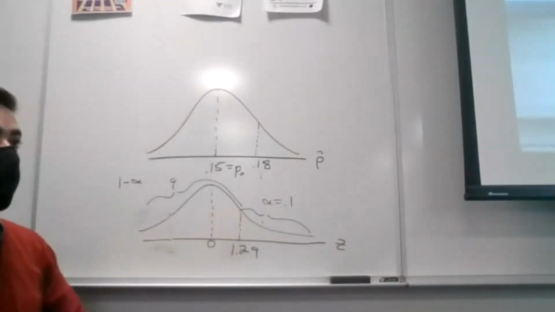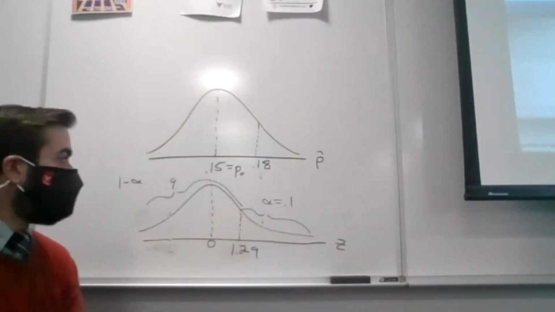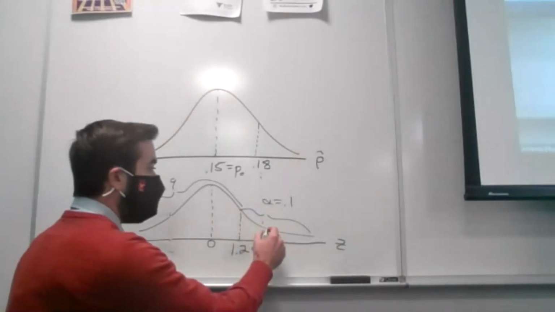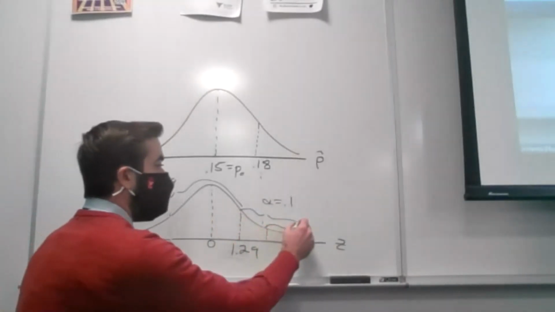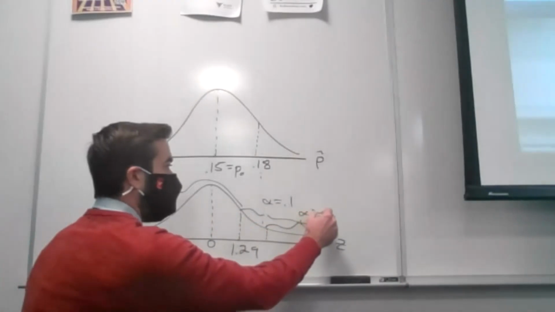So we've got this critical value. We can do the exact same thing. Instead of an alpha of 0.1, what if we wanted an alpha of 0.05?